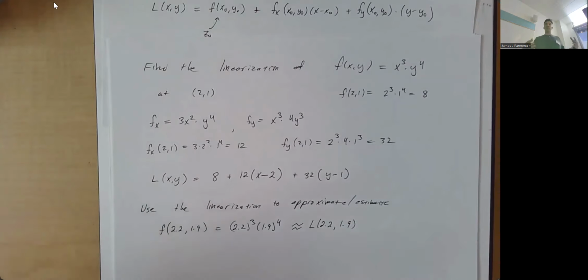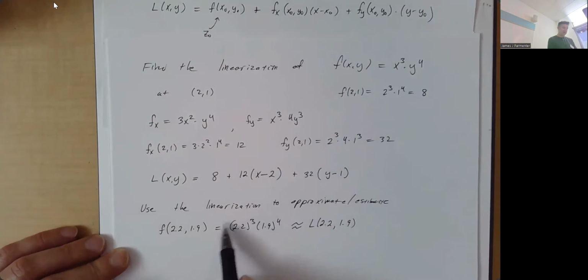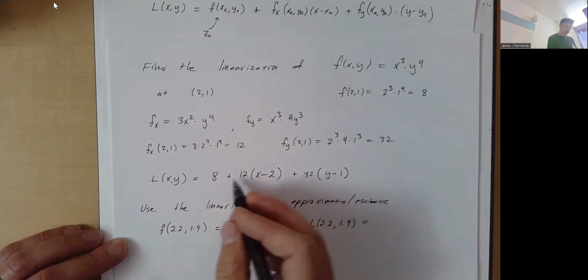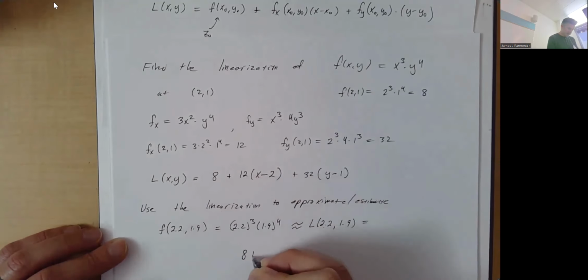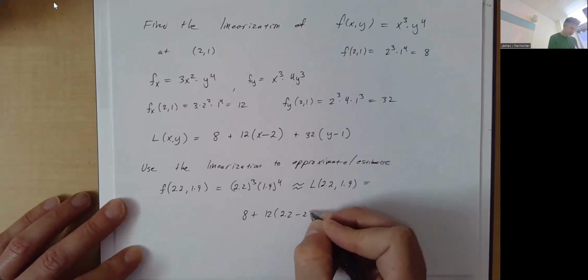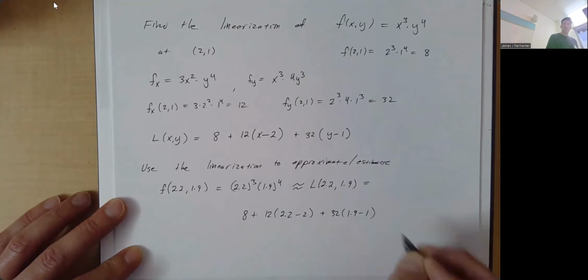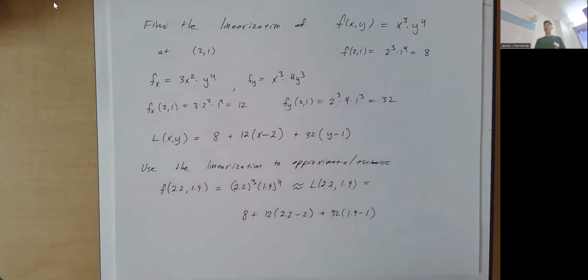Just like in the previous example, we plugged in 10 and we found the value on the straight line, which was 3.16666, and it was close to the actual square root of 10. Same idea here. I don't want to find the actual value of this. I'm going to find this instead, which is much easier. If I plug in 2.2 for x, I'm going to get 8 plus 12 times 2.2 minus 2 plus 32 times 1.9 minus 1. And that's why we don't multiply it out.